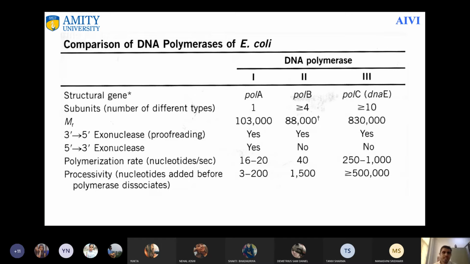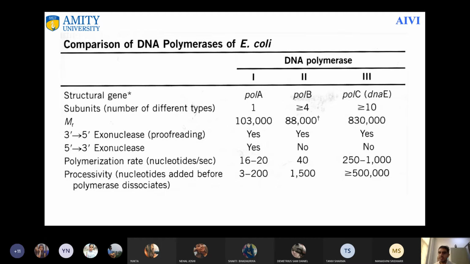Okay, so what are its characteristics? It has a size of around 1 lakh, so 103 kilodalton is its size, and it has proofreading activity. Yes, the others have it too. Your Pol 2 also has proofreading activity, Pol 3 also has proofreading activity, but Pol 1 has one more type of activity, the exonuclease activity 5' to 3', that is missing in Pol 2 and Pol 3.